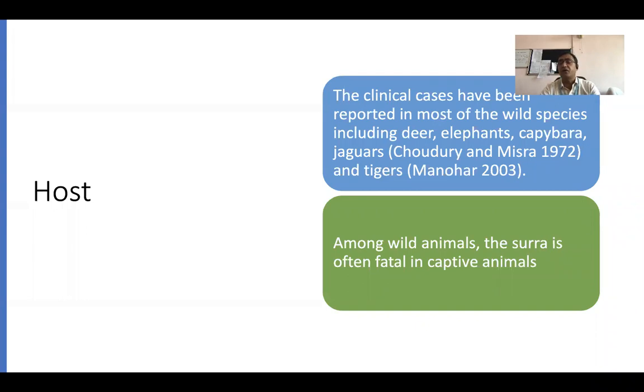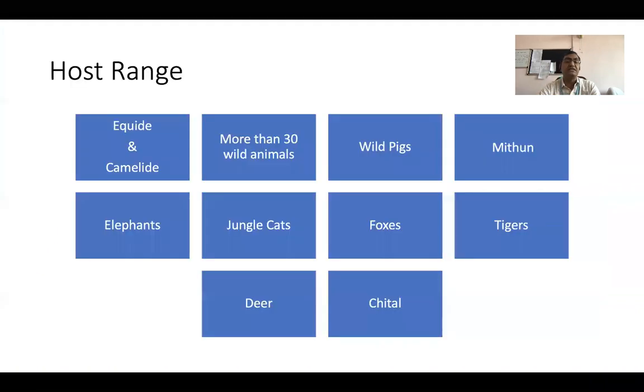I have written references because without references you cannot tell. This is the method when you enter post graduation: you have to tell anything with the reference. So these are the scientists who have seen the trypanosoma in different species, and among wild animals, surra is often fatal in captivity. In the wild it is very difficult to diagnose the case, but in captivity, surra really becomes a fatal disease.